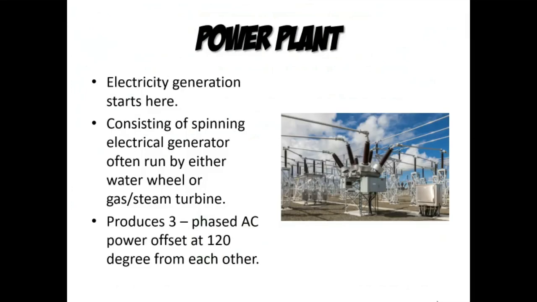Tulad nitong power plant, ito yung dito nagsisimula yung electricity generation, and it consists of spinning electrical generator often run by either water wheel or gas or steam turbine. Depende po kung ano po yung medium na ginagamit nila. It produces three-phased AC power offset at 120 degrees from each other. So yung AC, which means alternating current. Correct me if I am wrong.